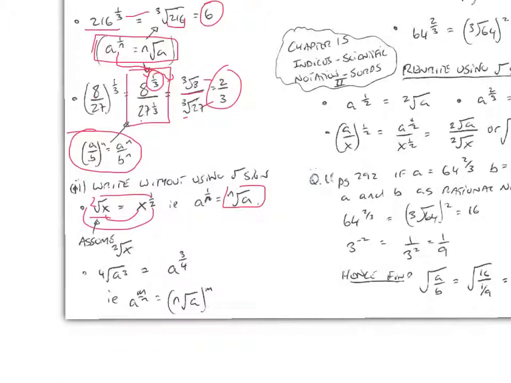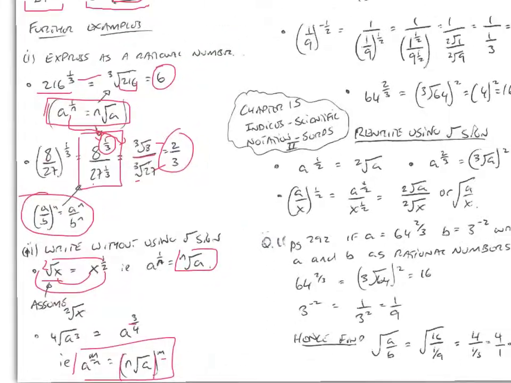This is the n, 1 over n, okay. The fourth root of a cubed is the same as a to the power of 3 over 4. That's one of those a to the m over n equals the nth root of a to the power of m, a fractional indices example.